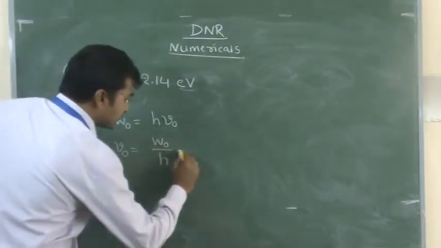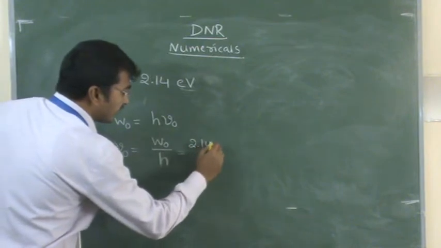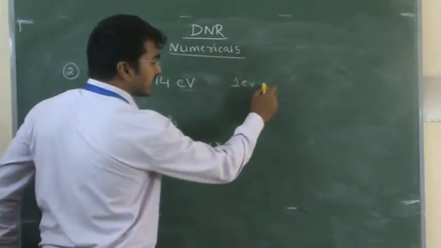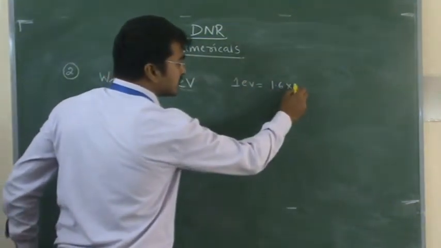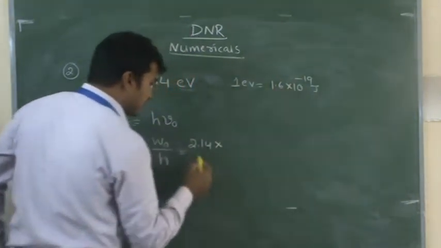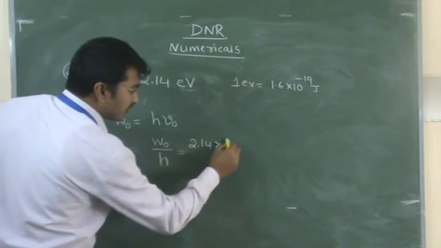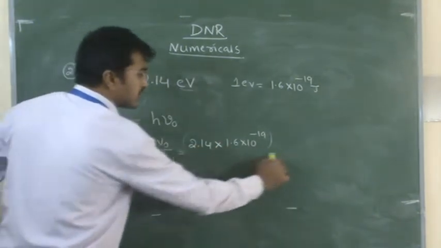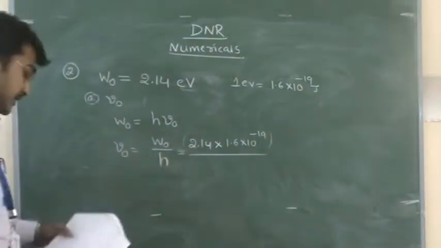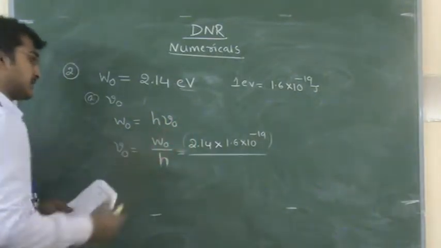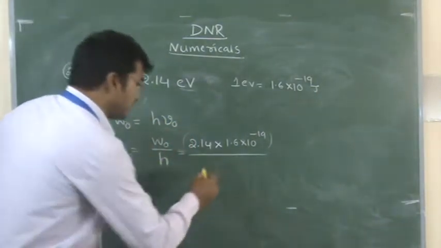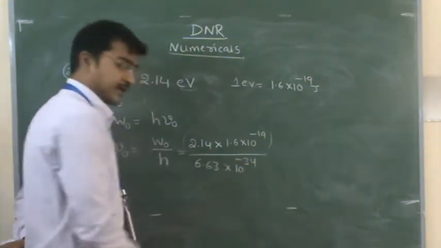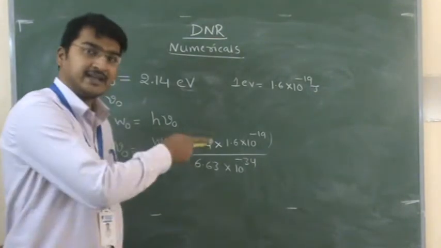How to convert? The work function is 2.14 electron volt. How to convert electron volt into joules? As we know, 1 electron volt is nothing but 1.6 into 10 to the power of minus 19 joules. So multiply 2.14 with 1.6 into 10 to the power of minus 19. So it becomes the work function in joules. Next, H value, Planck value: 6.63 into 10 to the power of minus 34 joule second. So denominator and numerator both are in SI units.